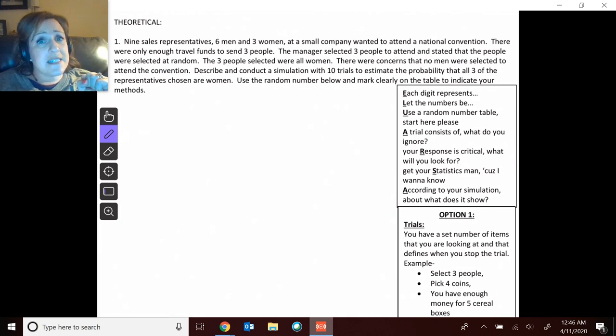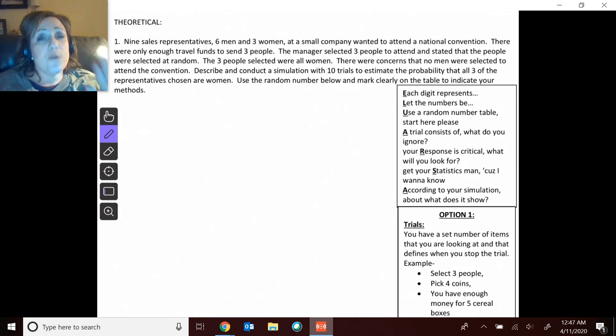The 3 people selected in this case, however, were all women. So some people got suspicious. They thought, there are 6 men and none of them were chosen. 2/3 were men and no men were chosen. So they were concerned that maybe it wasn't done completely randomly. So describe and conduct a simulation with 10 trials to estimate this probability that all 3 of these representatives chosen are women. Okay, so let's see what happens. So we're going to use this random number table down there at the bottom and indicate our methods clearly.